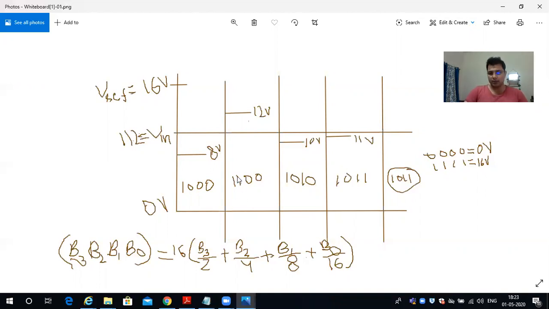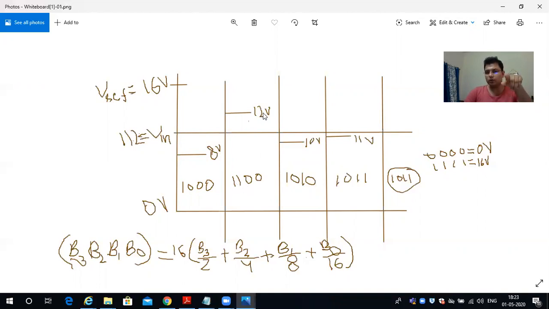Then we will make this 1, 0, 0. This is the next approximation. So we are adding 8. Already we have compared it with 8. Now I will add 4 more. So 8 plus 4, that is 12 volt.